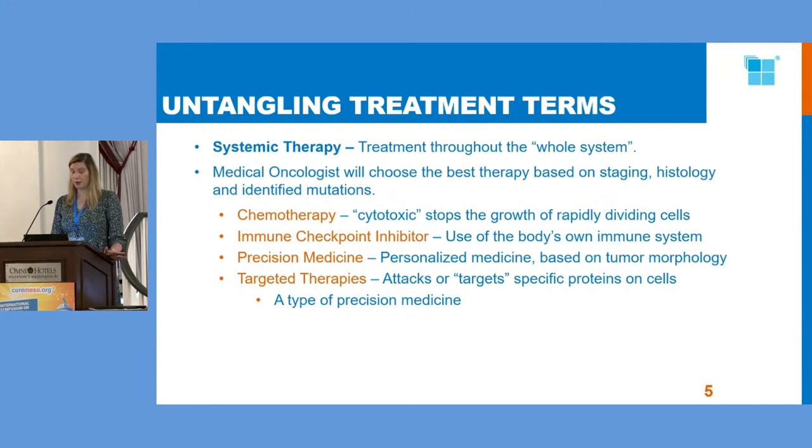So there's a couple of different ways that we can go. There's chemotherapy, which is cytotoxic, and it stops the growth of rapidly dividing cells. There's immunotherapy or immune checkpoint inhibitors, where we actually harness the body's own immune system to fight the cancer. Precision medicine is a personalized medicine based on the tumor's morphology. And then targeted therapies is actually a type of precision medicine where it actually targets a specific protein on the cancer cells.